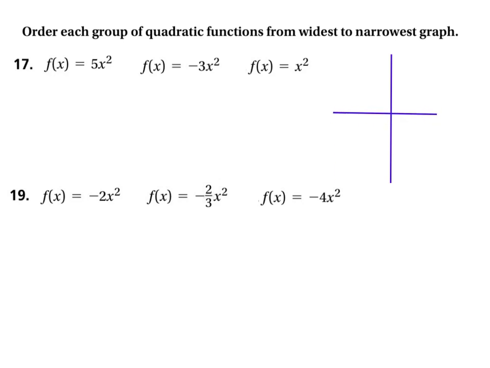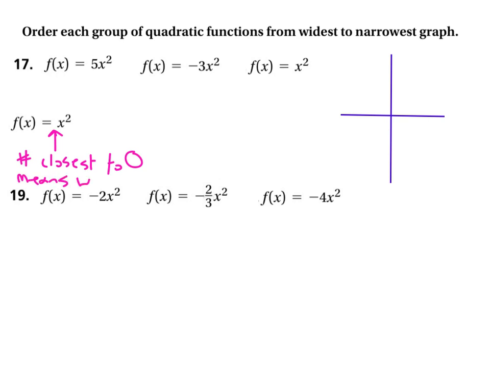And this one, let me see if I can cut that out. f of x equals x squared. That's the widest because it's got the smallest number in here. I'll put this here, right? Closest to 0. Number closest to 0 means widest.